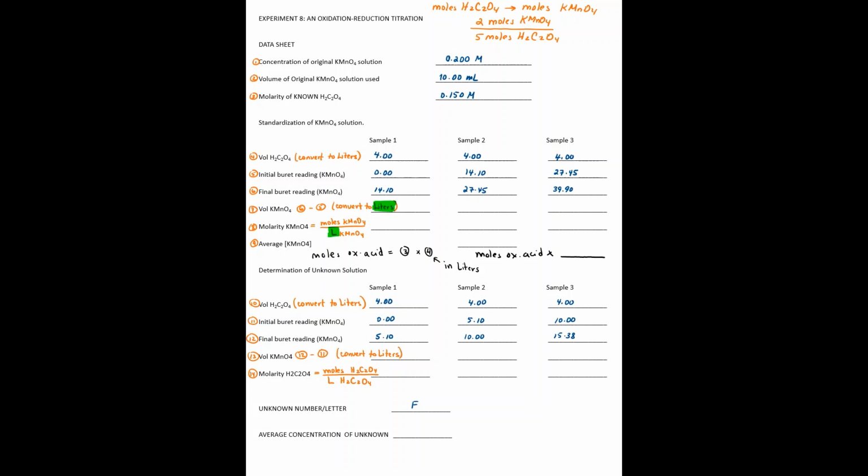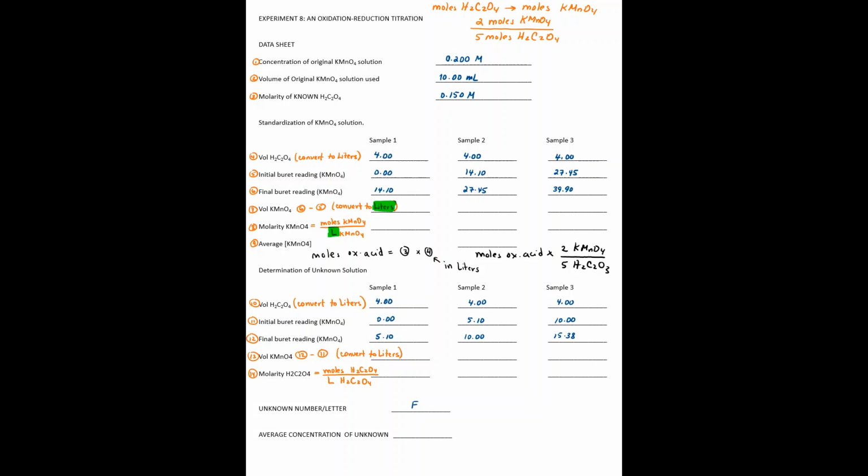times your conversion factor, which is 2 moles of potassium permanganate over 5 moles of your oxalic acid, H2C2O4. So that will be 2 over 5, and this 2 is permanganate, and this one is oxalic acid, O4, sorry, not O3.